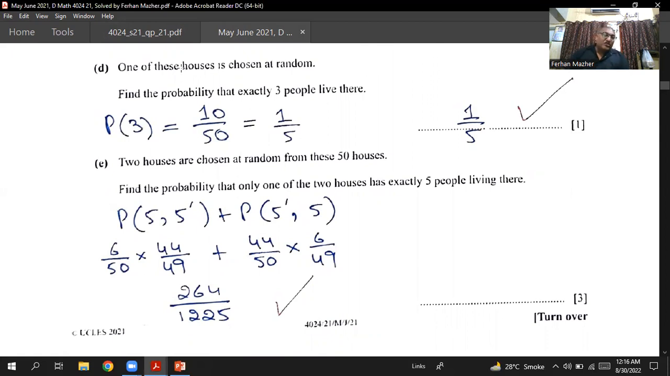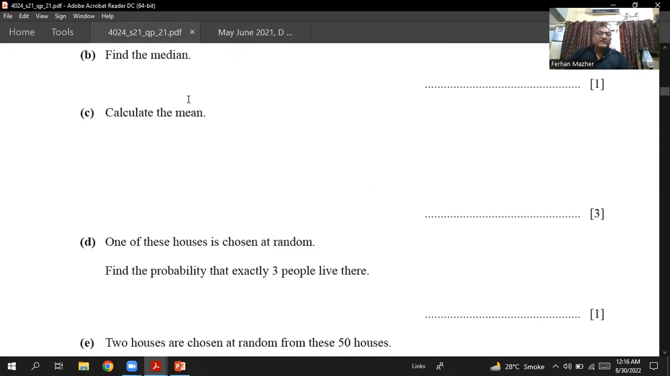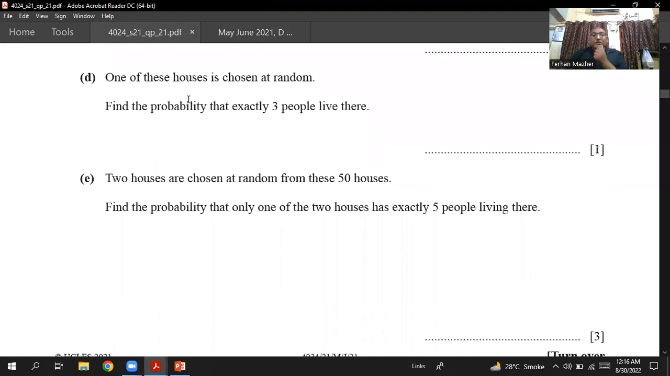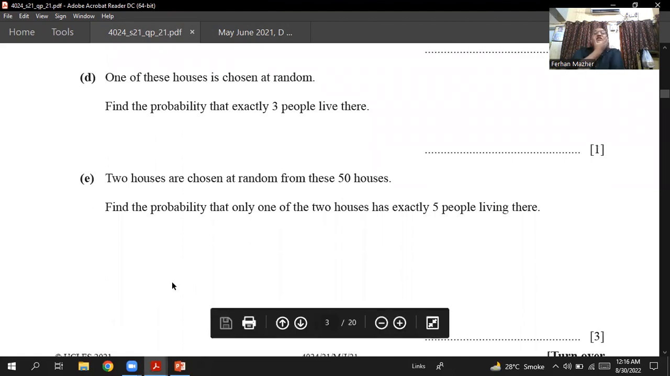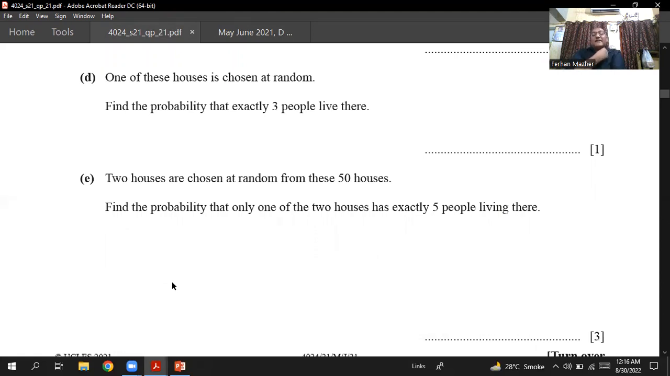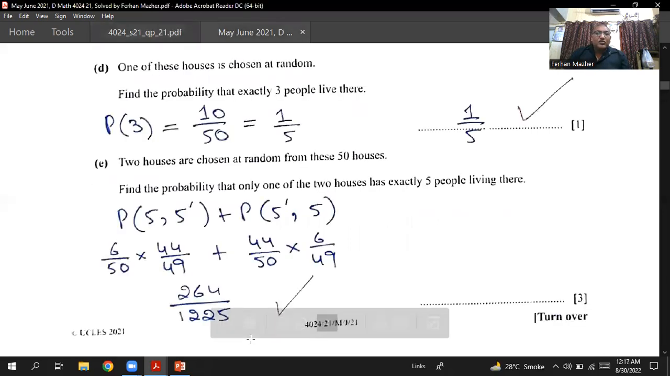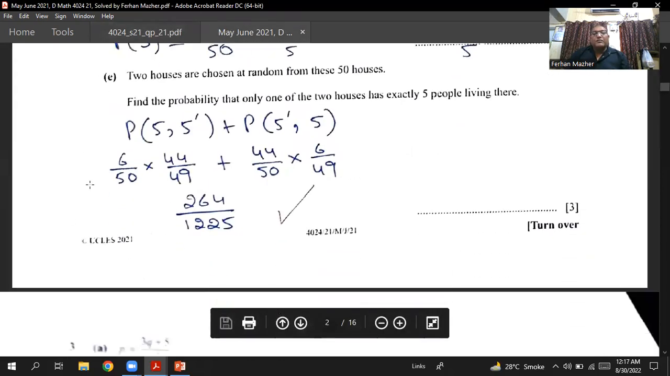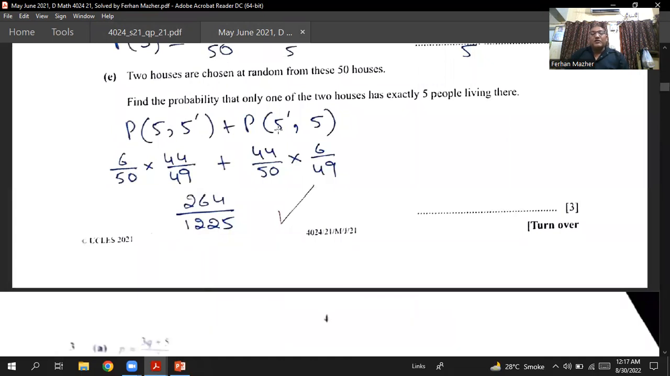So then the next question, let me show you the question. Two houses are chosen at random from these 50 houses. Find the probability that only one of the 2 houses has exactly 5 people living there. So it can be the probability of 5, not 5, plus not 5, 5. So the probability of getting 5 will be 6 by 50 multiplied by not 5, which is 44 by 49, plus not 5, which will be 44 by 50, multiplied by 5, which will be 6 by 49.